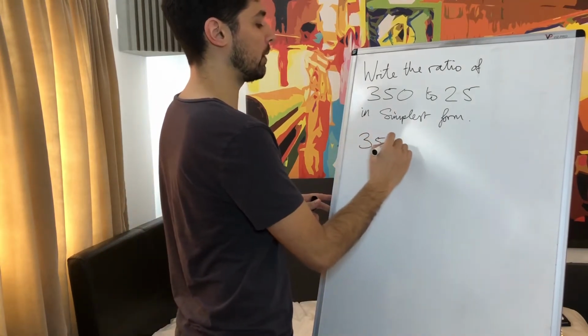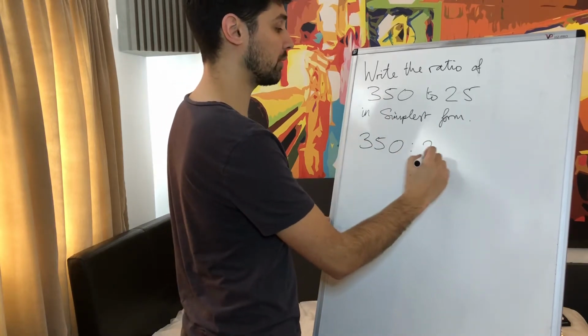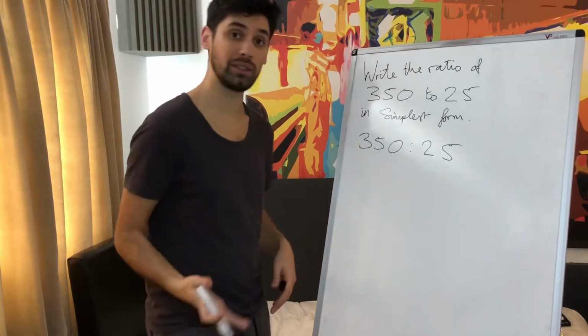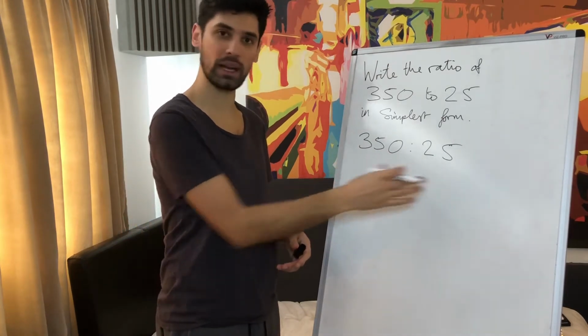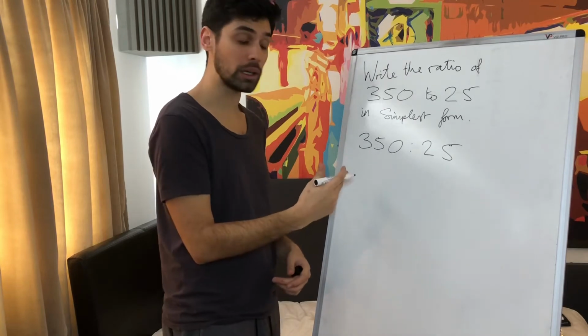First important thing to remember is it has to be written in the order that they tell us. 350 to 25 means we have to write 350 first. I don't care if it's bigger than that one or whatever way you want to think about it. If they say that one first, you write that one first.